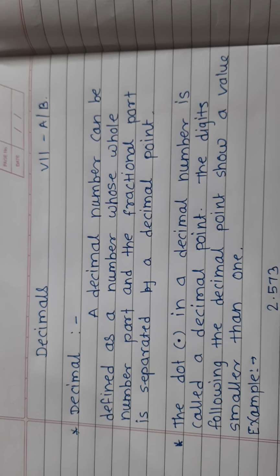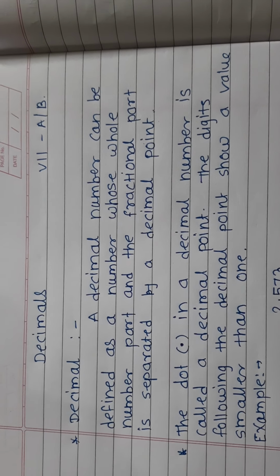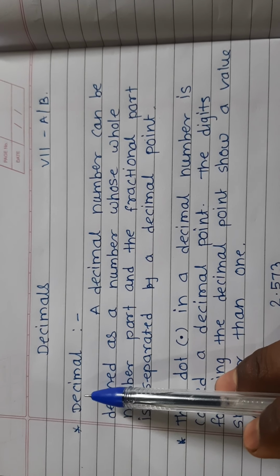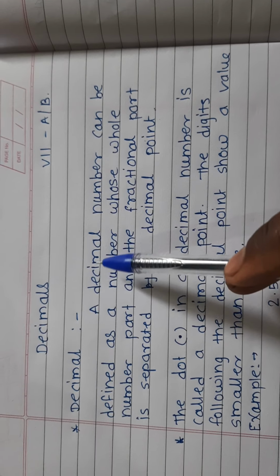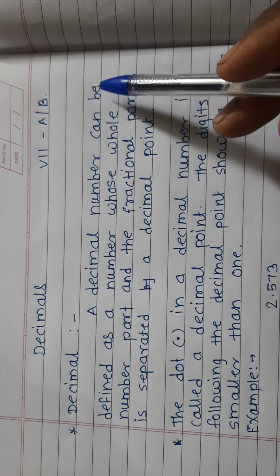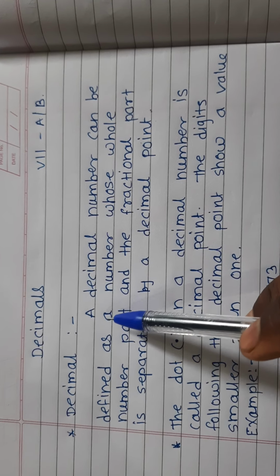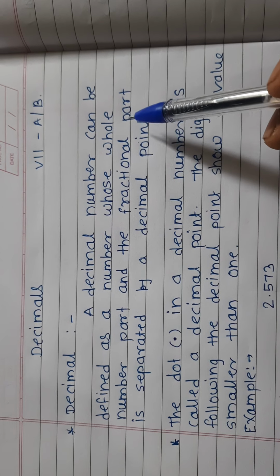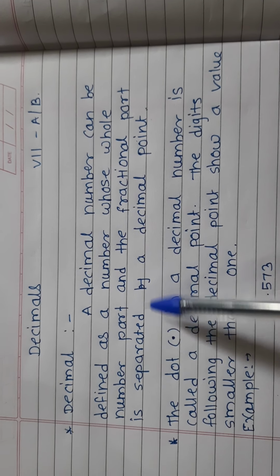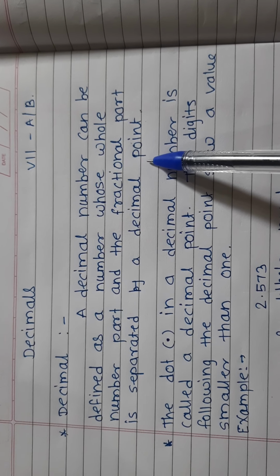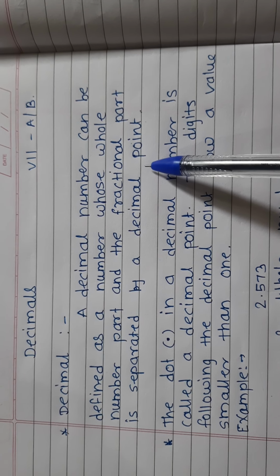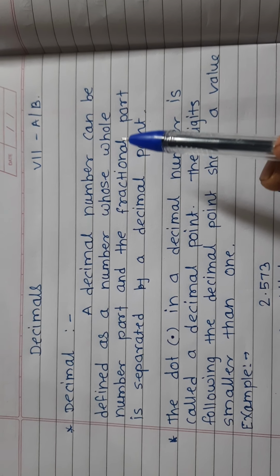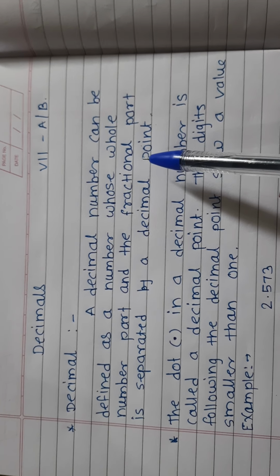Then what is meant by the decimal? See here, it's a very easy part, and decimal depends on the fraction lesson. So what is meant by the decimal? A decimal number can be defined as a number whose whole number part and fractional part are separated by a decimal point. Whenever a whole number and a fractional number are available, these two things separated by the decimal point is called a decimal.